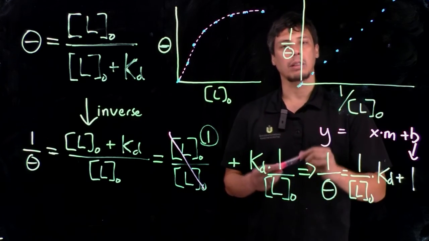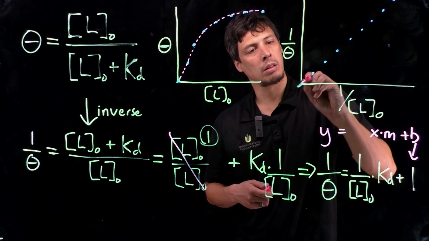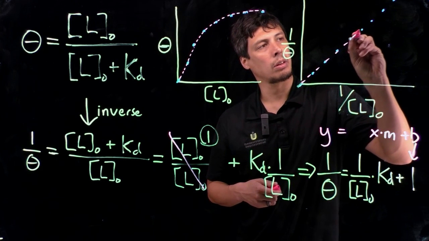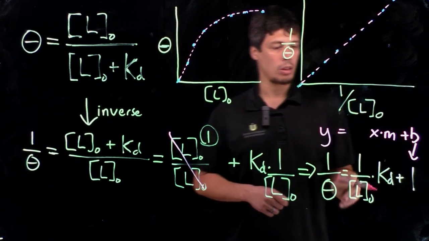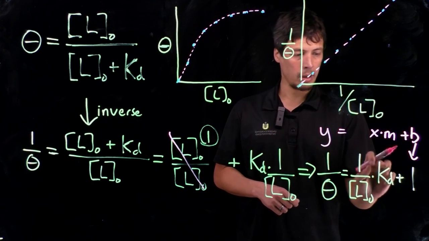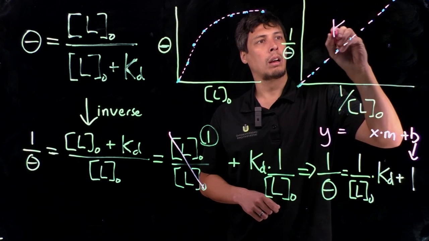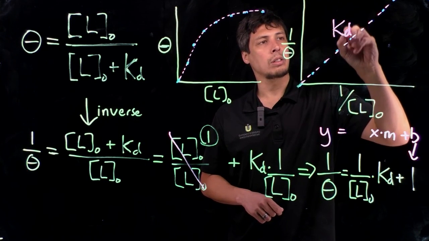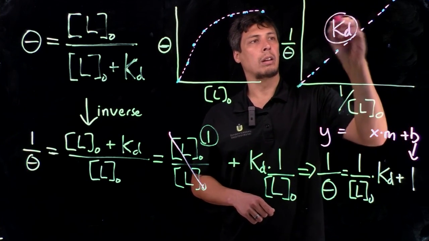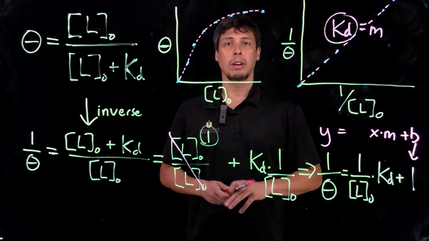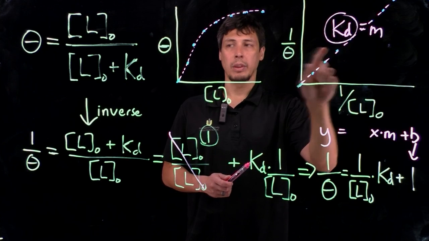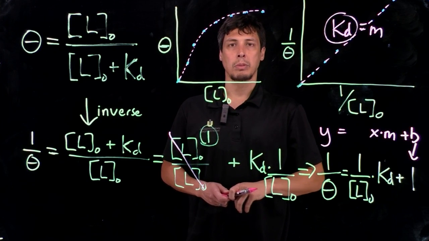And then we can fit this using standard linear regression that we can do on Excel or a graphing calculator. And the slope, again, as we said, m is Kd. And using this linearization technique, we can more easily find the slope and the Kd for ligand binding to a particular protein.